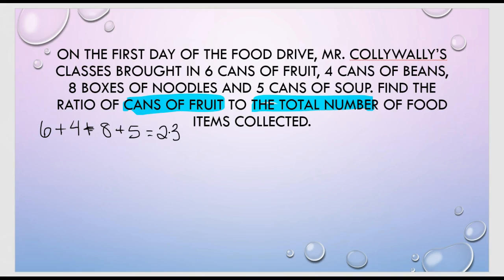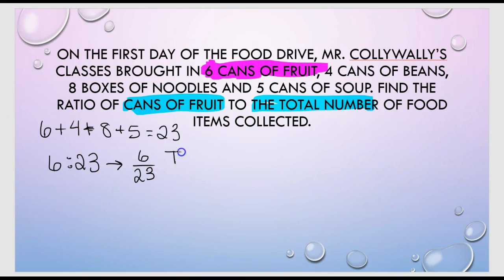Now, that gives us our total, but we need to start with cans of fruit. How many cans of fruit are there? So let's go find that out. And I'm finding that there are 6 cans of fruit. So what I'm going to do is it's 6 cans of fruit to the total number, which is 23. Let's turn this into a fraction. 6 over 23. There's nothing that is going to help with that.